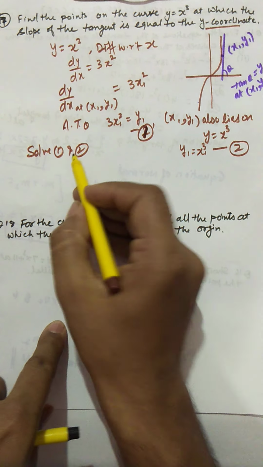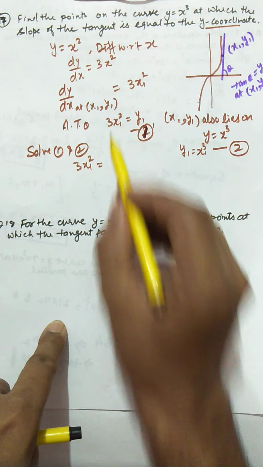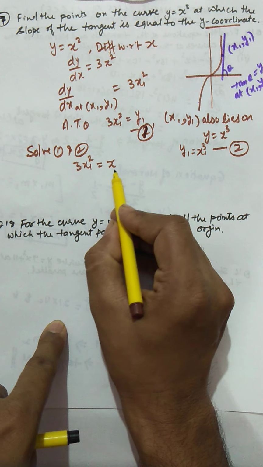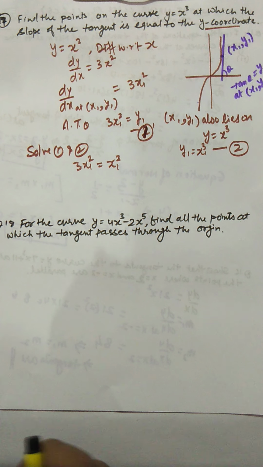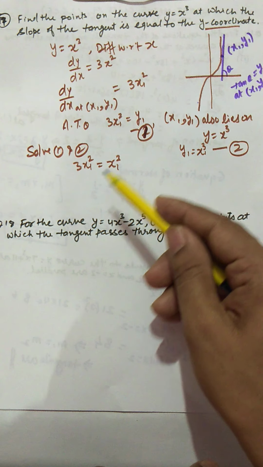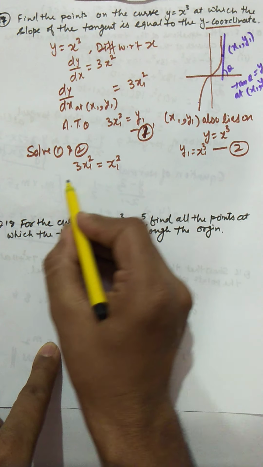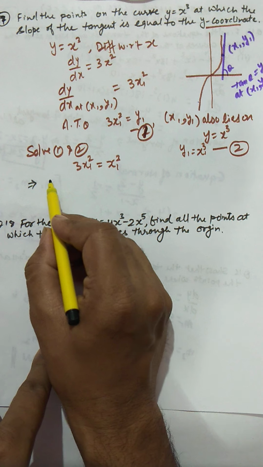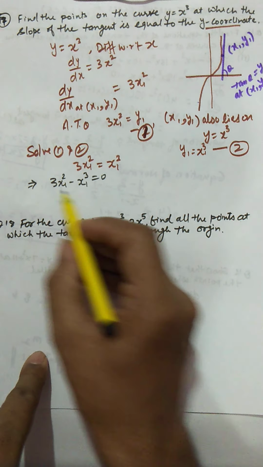Now how will you solve? This is up to you. This is 3x1 square, and this is x1 cube. You can equate them, since y1 is this and y1 is this. Here, do not make the one mistake which most students commonly make. They cancel x square with x cube and write x1 equal to 3. That is going to be wrong. What you are supposed to do is solve it like this: 3x1 square minus x1 cube equal to 0.